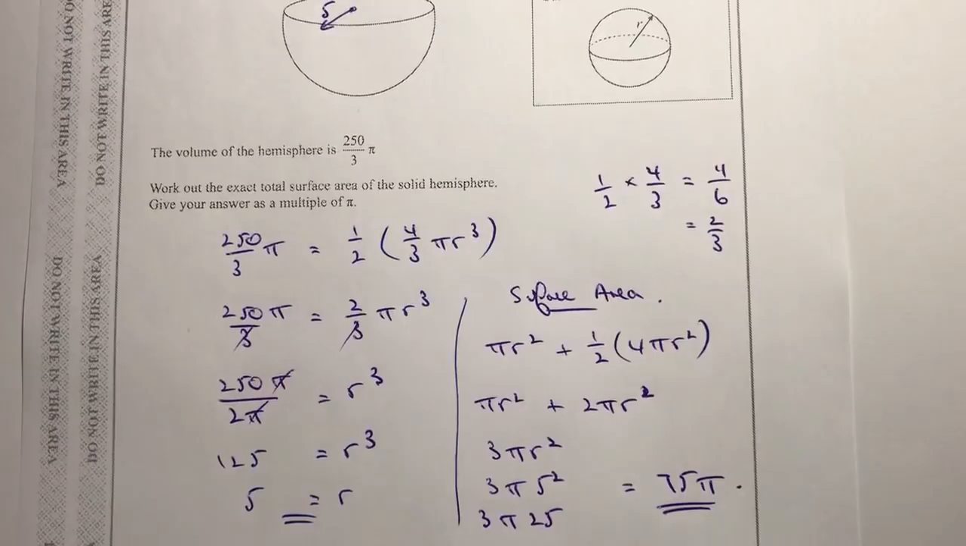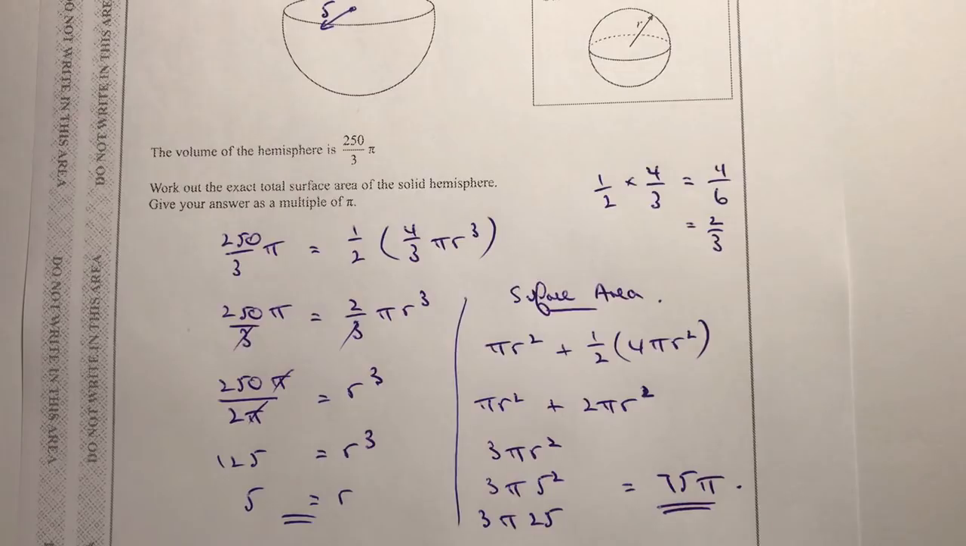Remember, it says give your answer as a multiple of pi. Okay, well, I got rid of pi this side, but when I put it into working out the surface area, I had to leave it in. So that came out as 75 pi. I hope that's been okay for you.